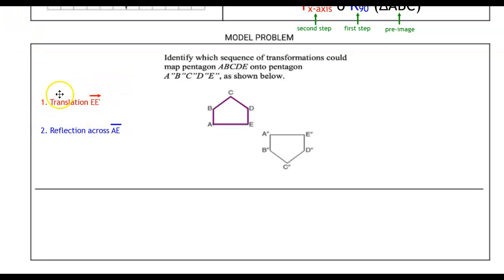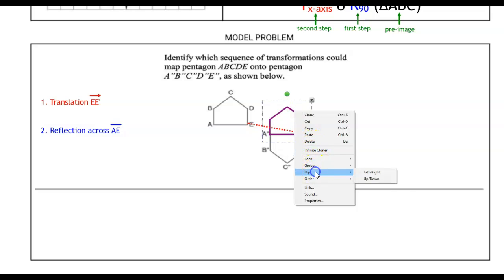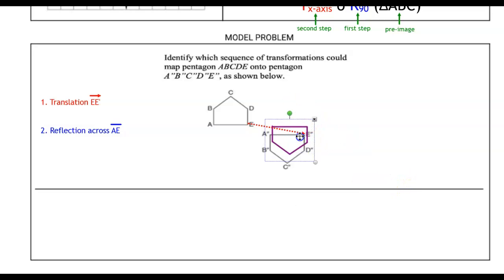All right, there's one possible sequence of transformations. First, a translation from E to E prime. I'll draw that in now. Remember, translation is just a slide, so I could take this shape and slide it along this vector, so now it's here. And now you can see that the shape is sort of lined up with the new shape. All we have to do is reflect it across the line AE. So if I reflect it across, here's how it would look. I would just have to use the flip tool here to flip it down, and it would flip onto the shape.